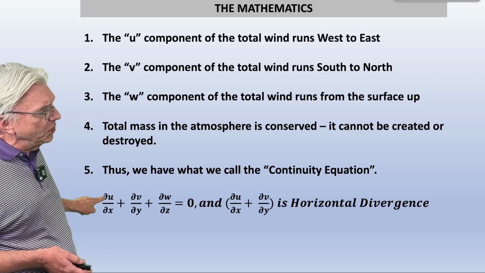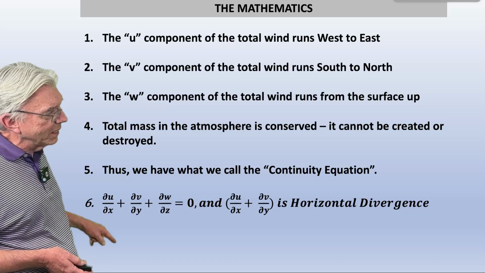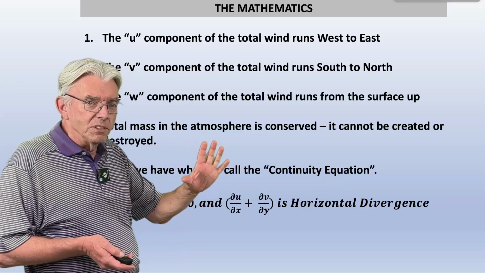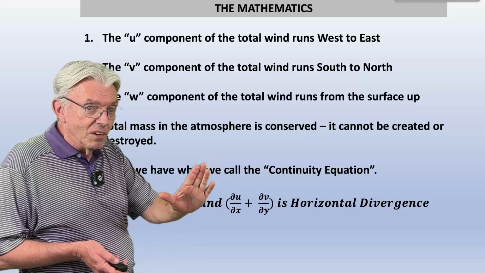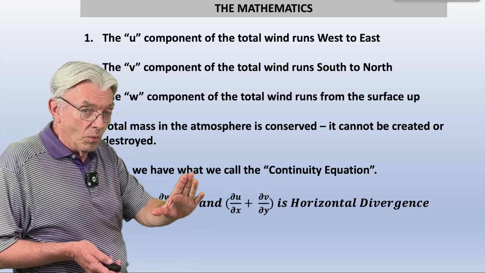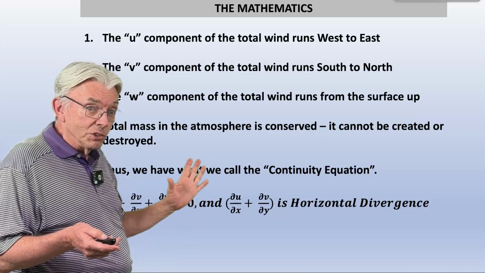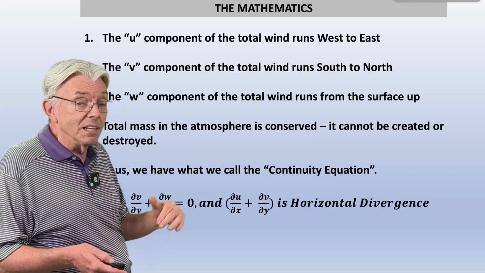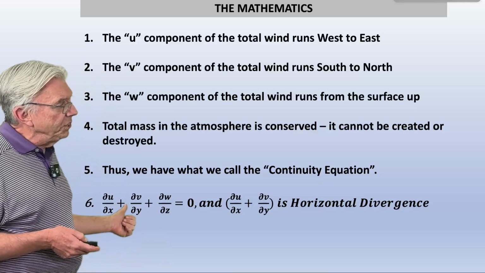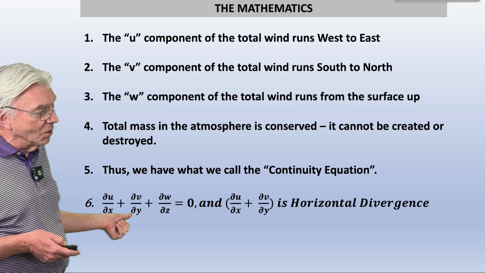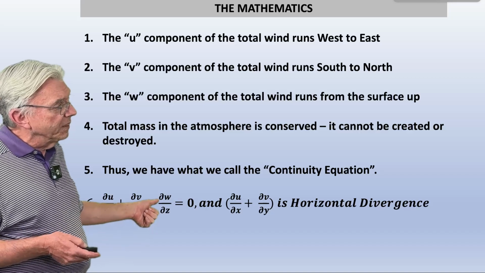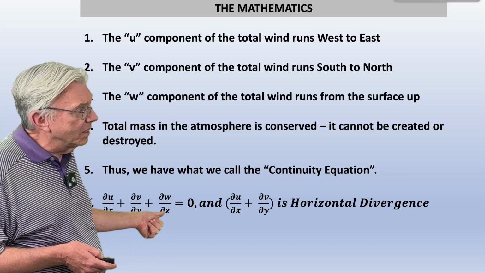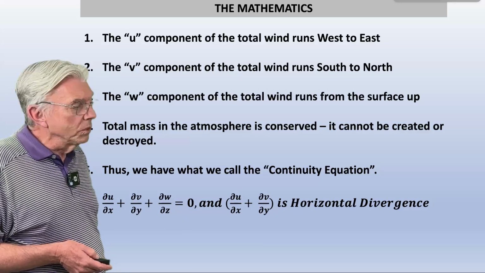It's the change in the U component of the wind along the x-axis. So imagine you had a 20-mile-an-hour wind from the west, and then just east of there you had a 10-mile-an-hour wind from the west, okay? So you have speed convergence going on, and so you're looking at how the U component is changing along the x-axis. Then you have the change in the V component along the y-axis, okay? And the change in the up-down component of the wind with respect to height, okay? All of that has to be equal to 0.